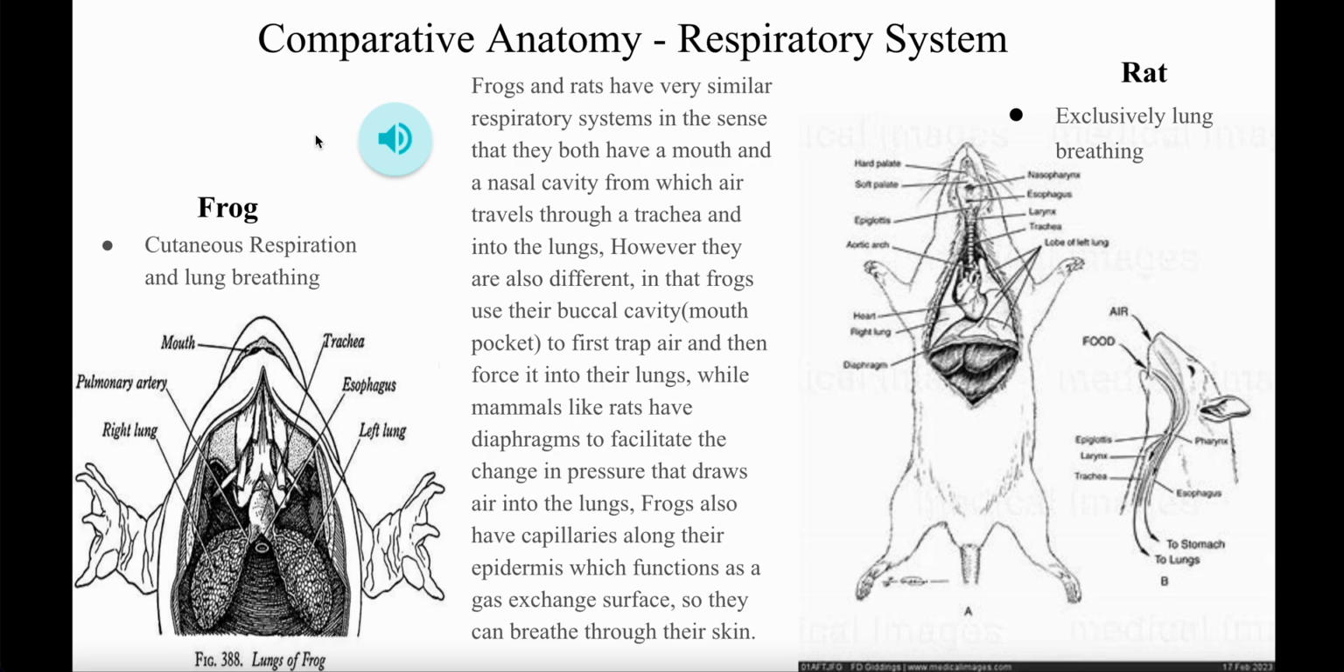Whereas a rat, and also most mammals, have a diaphragm, and the diaphragm rests just under the lungs, and it controls the pressure within the lungs, and that's how a mammal draws air into the lungs and oxygenates its blood. Also, a frog can utilize cutaneous respiration, which essentially means that their skin functions as a gas exchange surface. So while rats exclusively do lung breathing, frogs can also breathe through their skin.